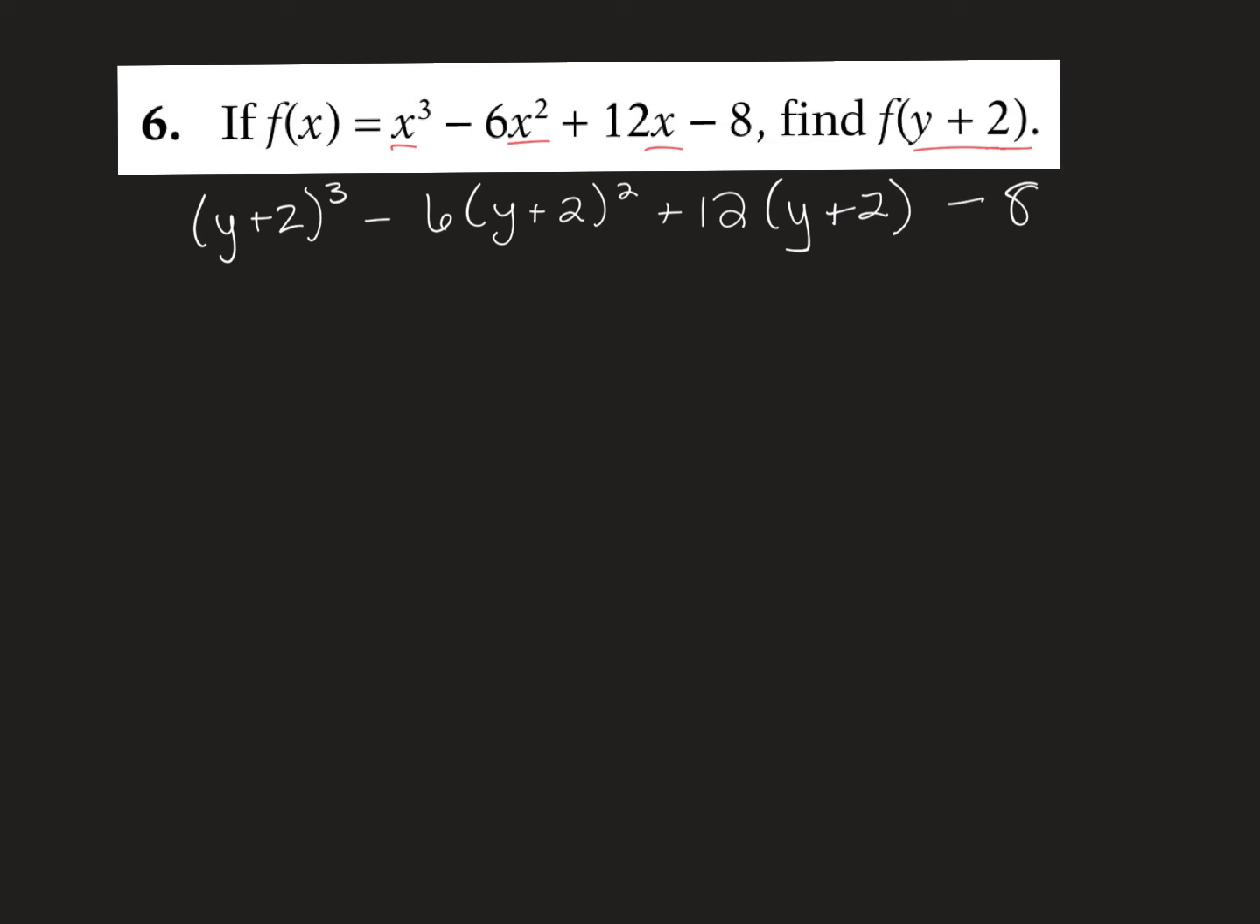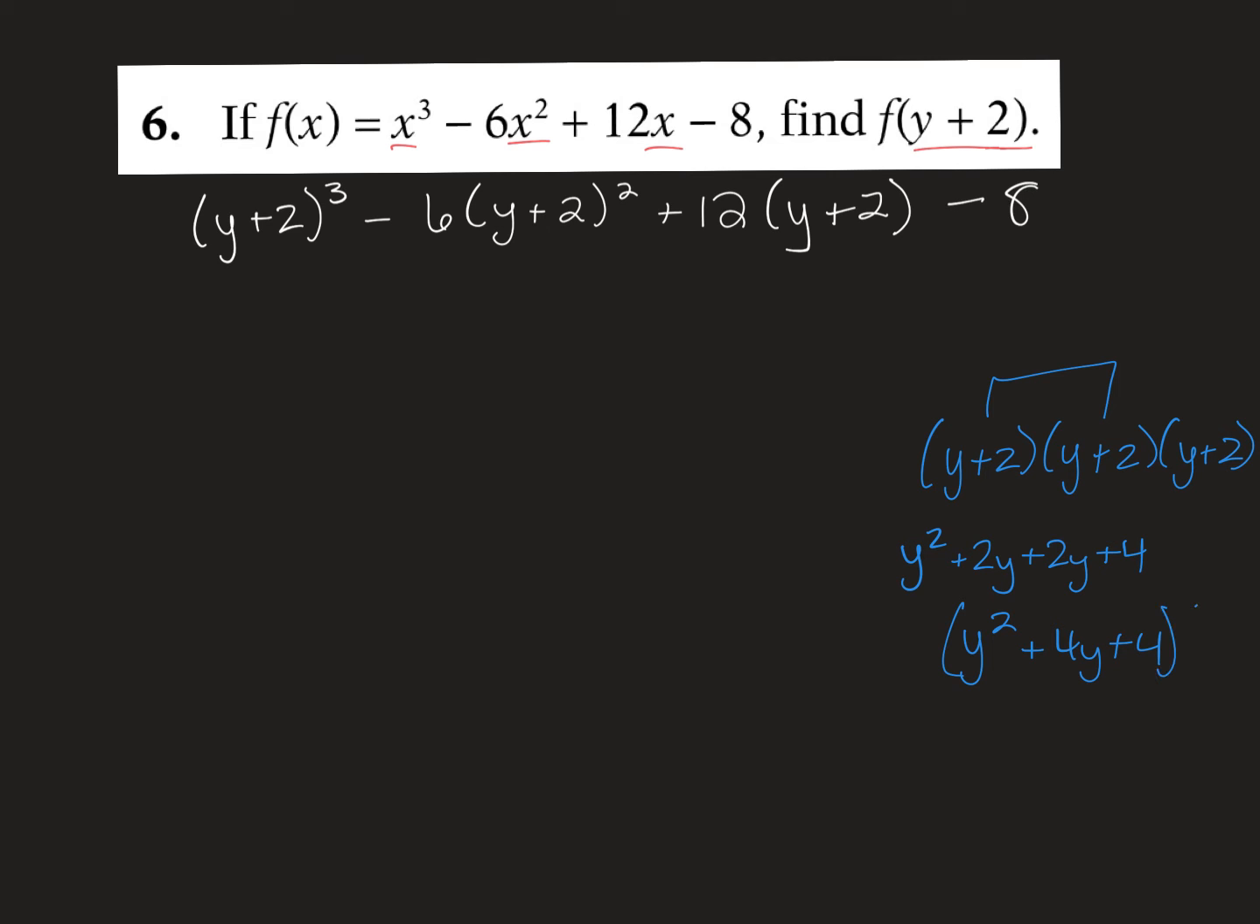Alright, so I'm going to go off. When you're doing y plus 2 cubed, you're really doing y plus 2 times y plus 2 times another y plus 2. So you're going to FOIL these two first, right? That's going to give me y squared plus 2y plus another 2y plus 4, which then simplifies to y squared plus 4y plus 4.